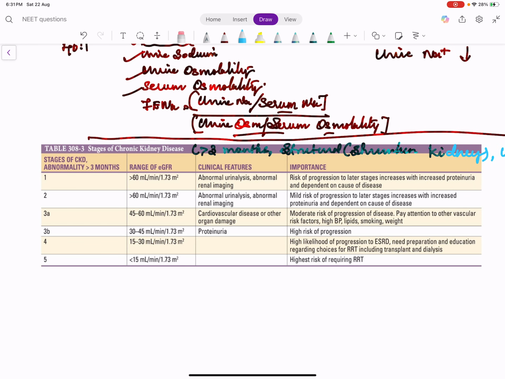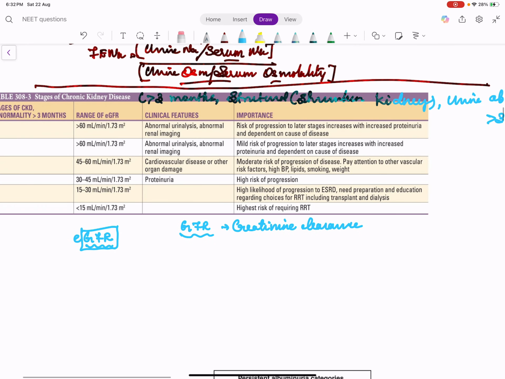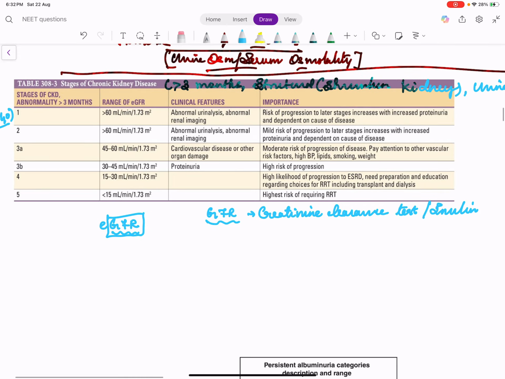Likewise, in AKI we have a classification called AKIN. We have the KDIGO classification and CKD. This KDIGO classification is based on the concept of eGFR. We know very well that the glomerulus filters, and that is measured by something called GFR. GFR is measured by a complex test called the creatinine clearance test. How much blood is cleared of a substance in unit time, that is clearance. So we have the creatinine clearance test. There are some other tests like the inulin clearance test, etc. But these are very complex tests, so they are not done in routine clinical practice.